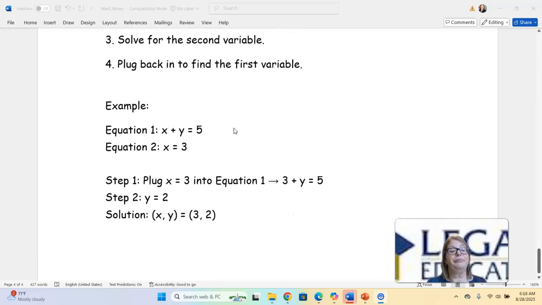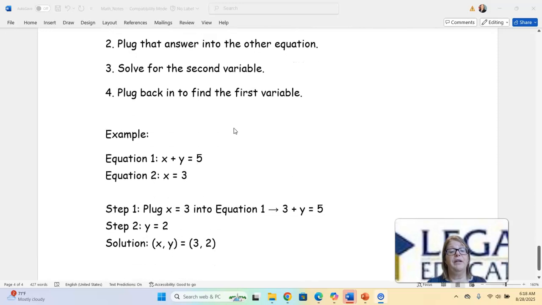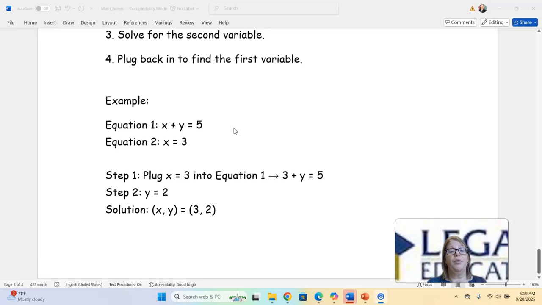So here's an example. If you have x plus y equals 5, for your first equation, and your equation 2 is x equals 3, where do we start? Well, we go back to our steps, right? So have these out in front of you. So you're going to plug your x equals 3 into equation 1. So equation 1 was 3 plus y equals 5, but we know here that x equals 3. Step 2, y equals 2. So therefore, your solution x, y is 3 and 2.